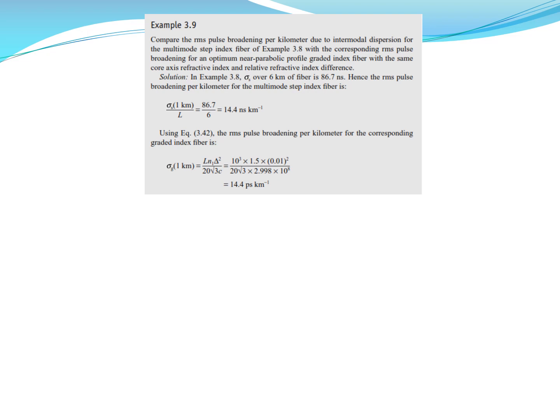If I compare this with the step index fiber, in the step index fiber it is very high, but here it is very low. Similarly, we are supposed to find sigma g, the RMS pulse broadening based on the relative refractive index difference. Per kilometer, that is L n1 delta squared by 20 into square root of 3 into c. If I substitute, I get 14.4 picoseconds per kilometer. So this is how we find the pulse broadening in a graded index fiber and compare it with the step index fiber.